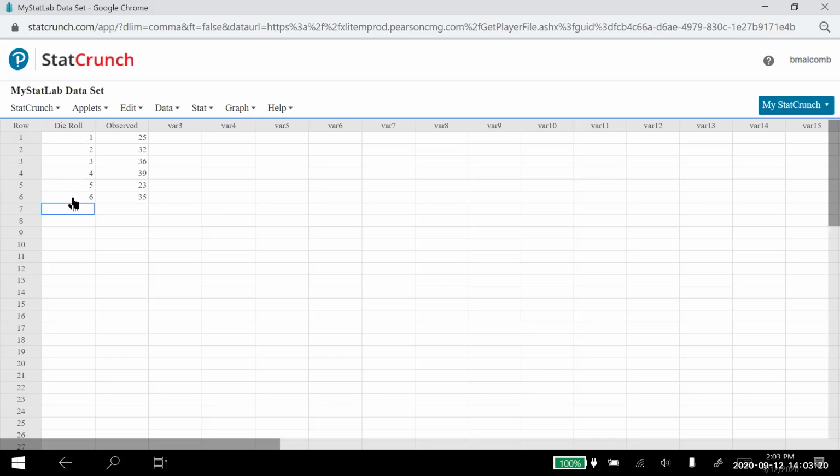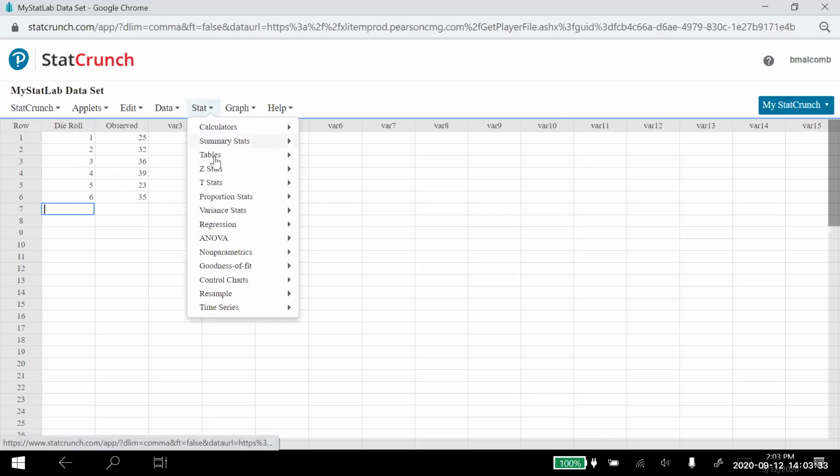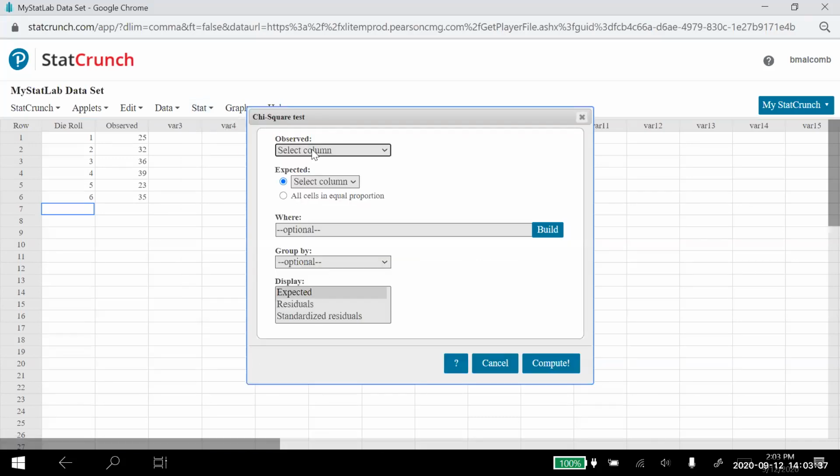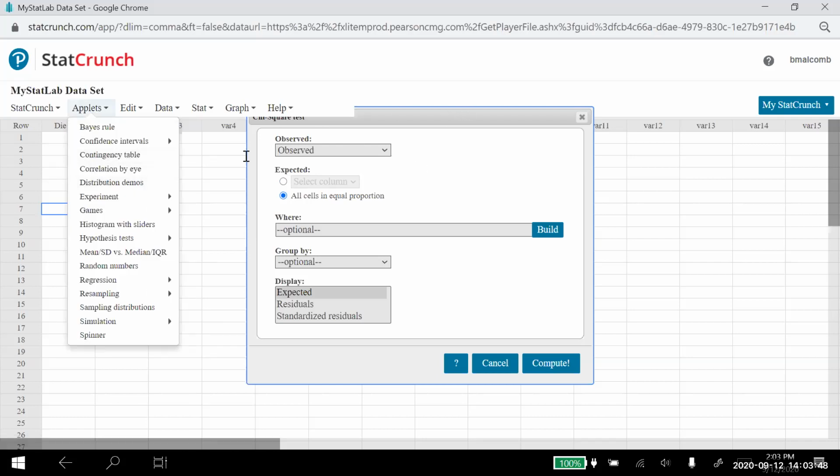I mean, it could be a die that wasn't numbered 1 through 6. That could just be 6 different colors or whatever we're looking at. It's the observed. We expect these to be equally likely. So we're not going to use that 1 through 6 at all. So now when I go and I do stat, goodness of fit, chi-square test, the observed column was what we call observed. That's all I do. And then I say, oh, all cells are in equal proportion. Don't put in the 1 through 6. That's going to throw you off completely. So I expect them all to be the same.